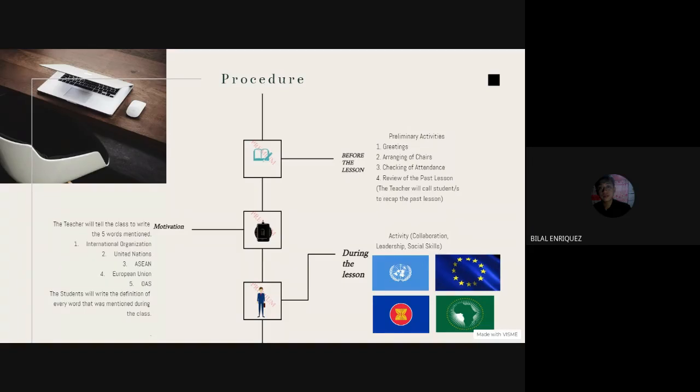During the lesson, one of the goals of our lesson is to capture the K to 12 skills, which are collaboration, leadership, and social skills. As you can see, there are four flags representing the United Nations, ASEAN, the African Union, and the European Union. And the second part of the procedure will be discussed by my partner, Onyx Camosa. Onyx?